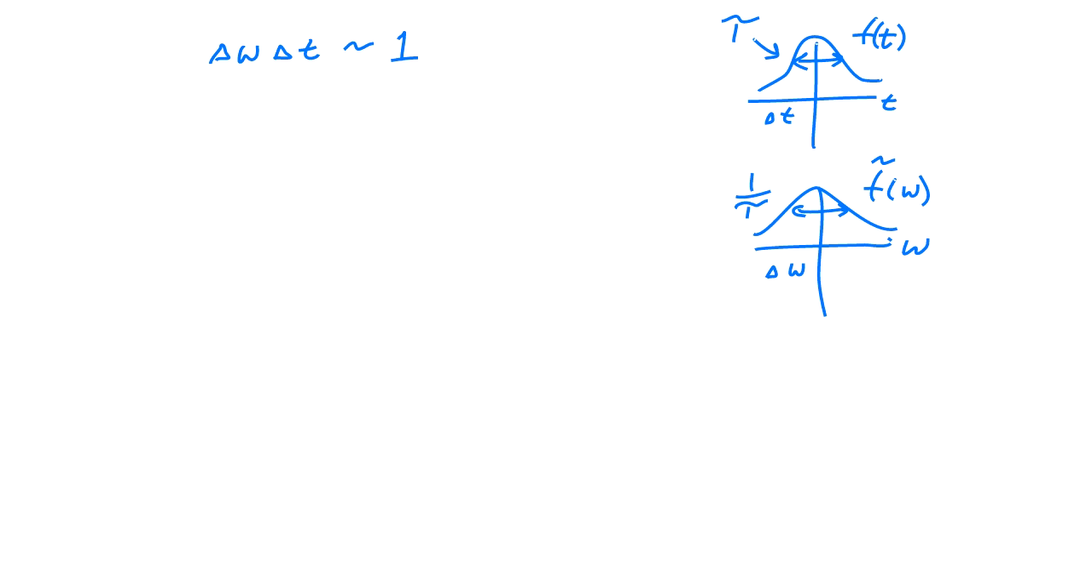This is very similar to the uncertainty principle, which is basically saying that delta p delta x is equal to h bar over 2, which is a constant. And so this is the Heisenberg uncertainty principle in just very simple terms.